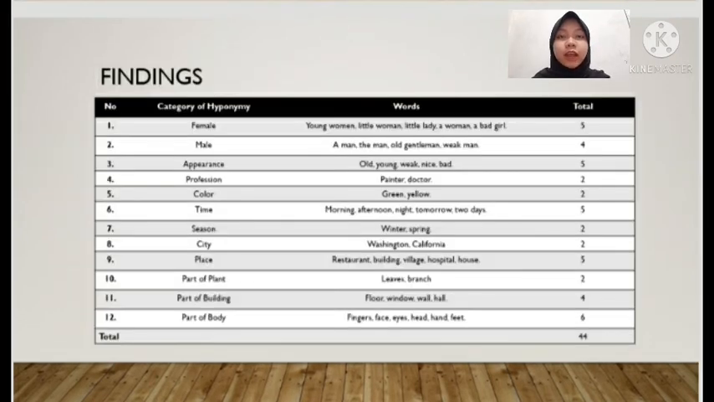The next is findings. As you can see on the table, when identifying the data, the researcher analyzed the categories of hyponymy found in the short story The Last Leaf and discovered that there are 12 types of hyponymy category in the short story. These include female, and the words are young woman, little lady, a woman, and a bad girl. The next is male. The words are a man, the man, old gentleman, and weak man.